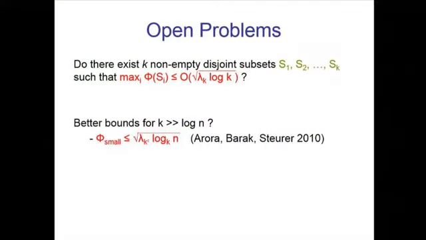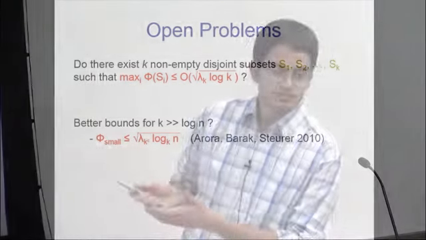Okay. So yeah, that's all I have to say. Probably the most pressing question is, can you lose this bicriterionness in the approximation that we had? Can you get exactly k non-empty disjoint subsets, such that each has expansion square root lambda_k log k?